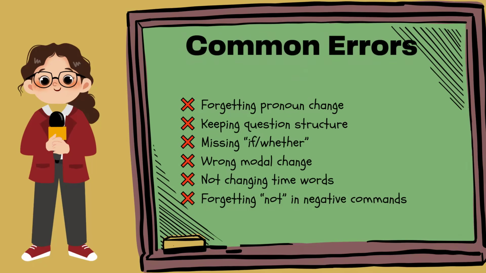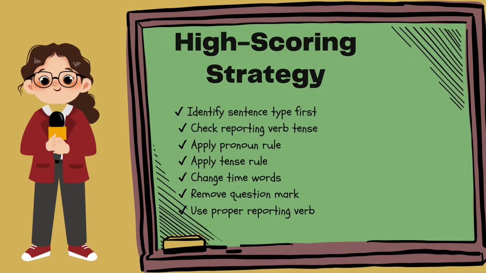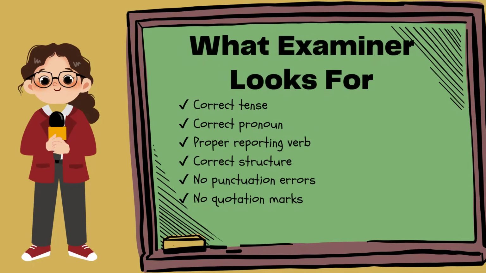So what are the common errors that we tend to make? Let's quickly see that. First thing what you tend to do is you forget pronoun change, or keeping question structure, or missing if or whether, or using the wrong modal change, not changing the time words, or forgetting not in negative commands. So these are the common mistake areas. Make sure that you are not making these mistakes. So let me once again show you the high scoring strategies. Follow these strategies in order to score good marks, and make sure you are looking at each and every single part of the reported speech.